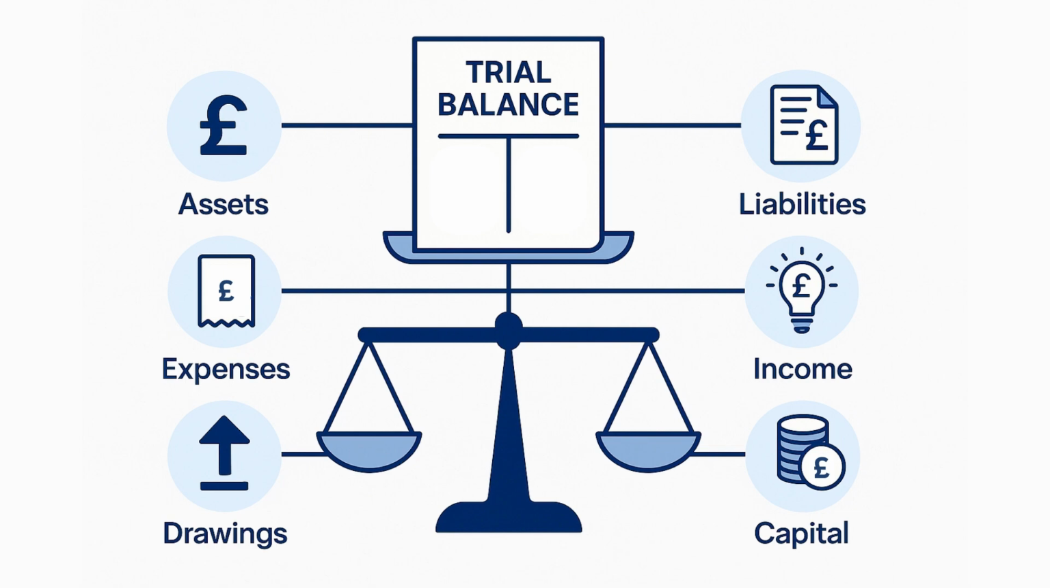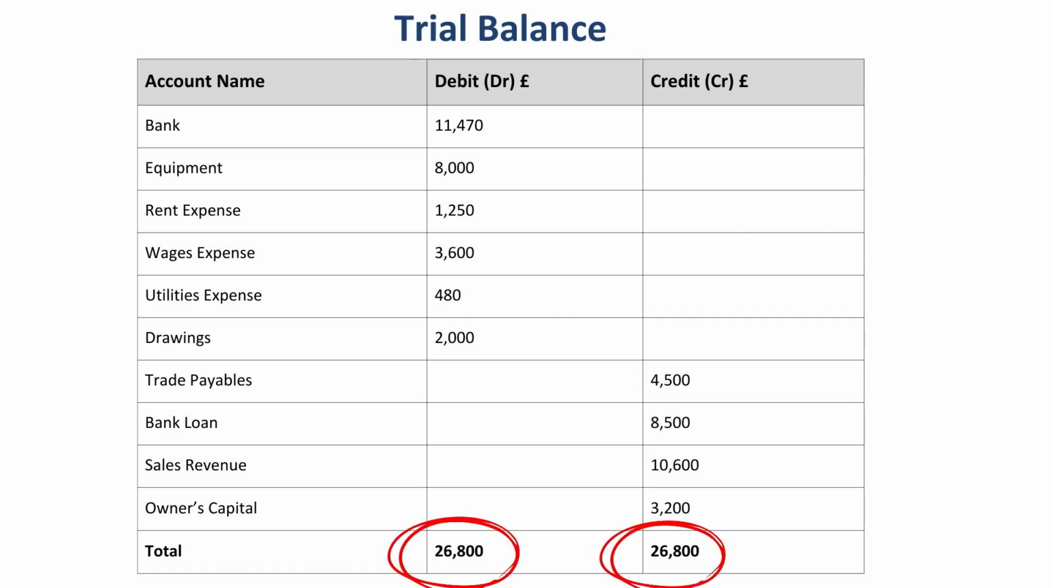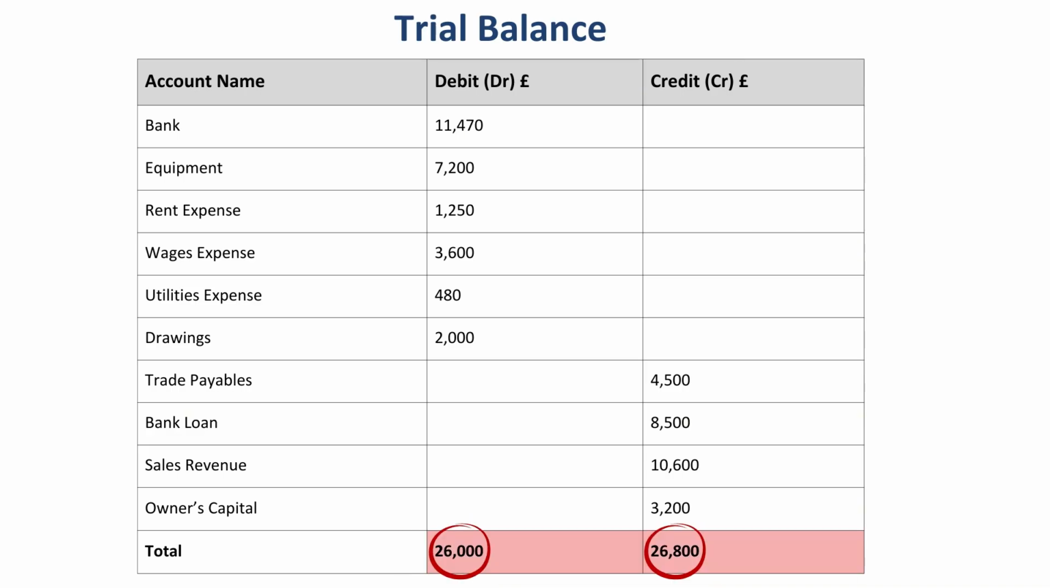The trial balance is generated to, first, provide an overview of all account balances. It shows the balance of every account, assets, liabilities, income, expenses, capital, and drawings, all in one place. Second, check mathematical accuracy. If total debits equal total credits, it suggests the arithmetic is correct. Third, help identify mistakes. If the totals do not agree, an error has likely occurred in the bookkeeping process.